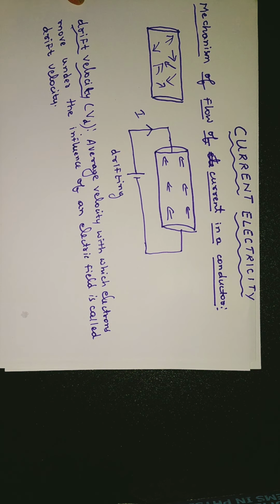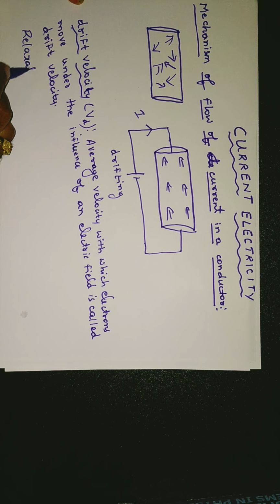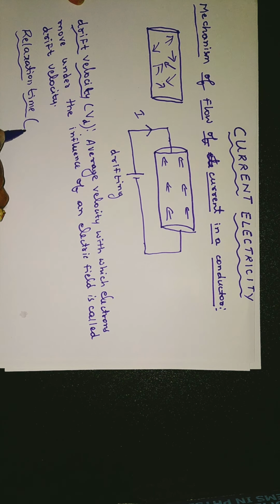So during the course of collisions, there will be a small time gap between two successive collisions. This average time elapsed between two successive collisions for an electron during the course of drifting is what is called as relaxation time. Relaxation time is normally represented by the symbol tau.